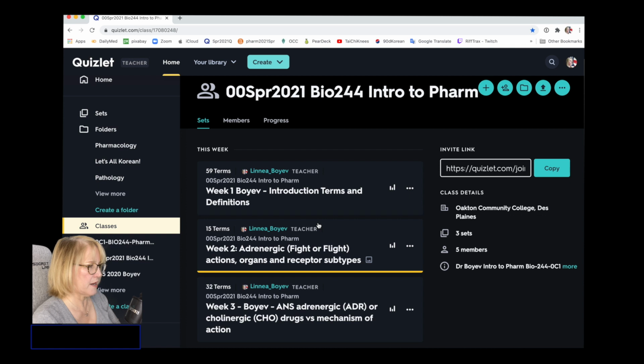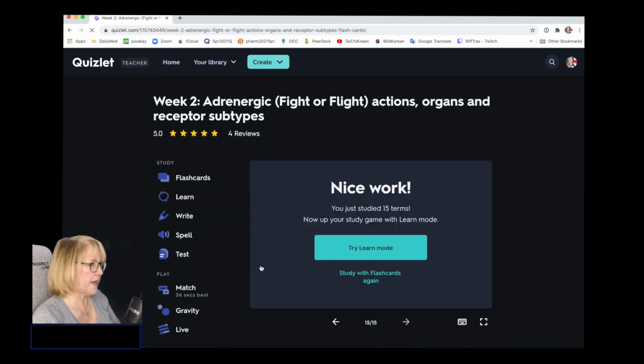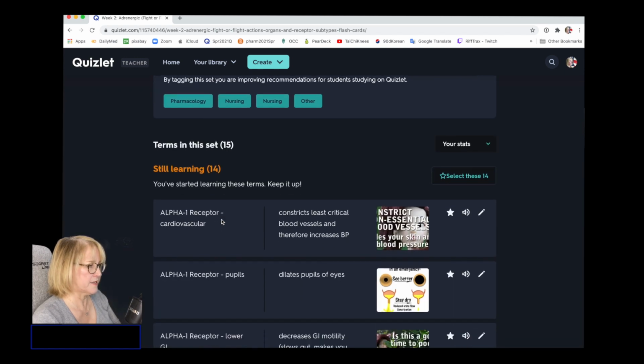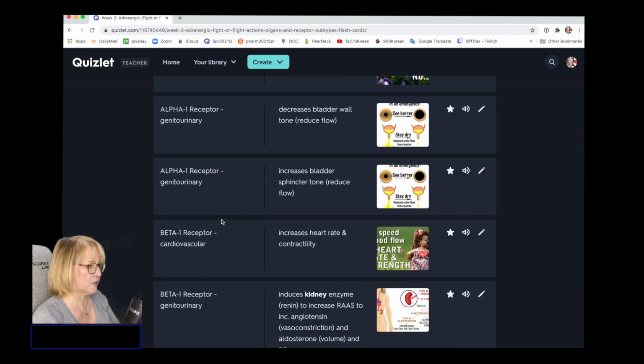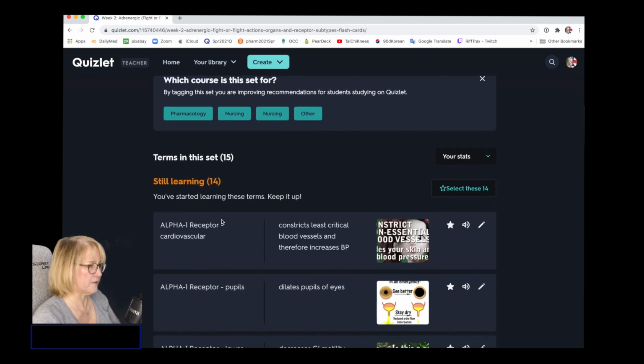Let's say you are going to try to learn this set of flashcards, which is adrenergic fight or flight. If you click on that particular set of cards, what you get is actually just the set of cards. You're not actually getting to the flashcards. You're going to see the terms and then the answers. That's not what you want though.